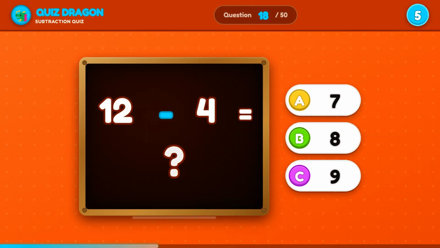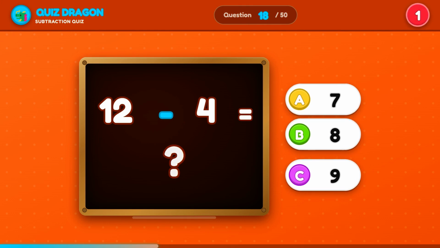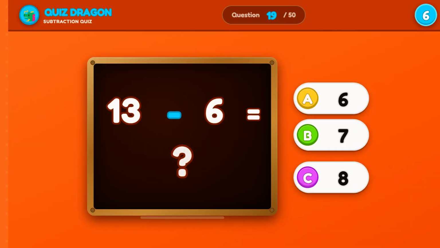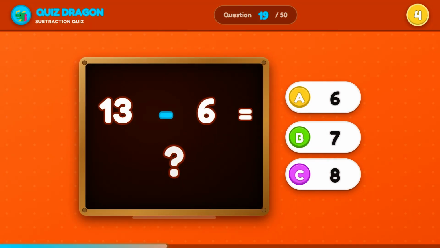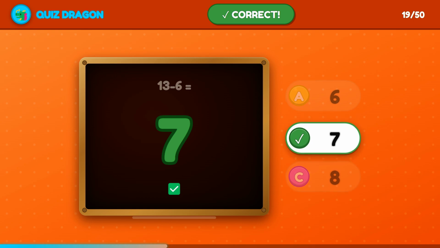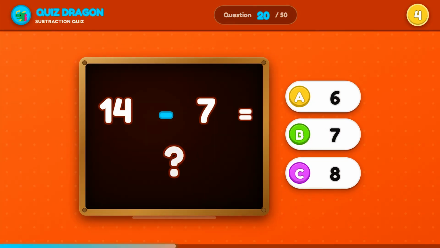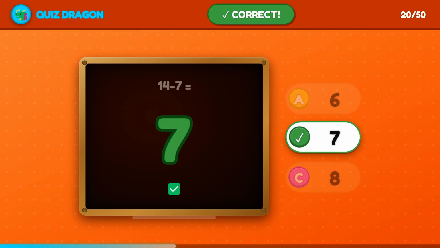Question 18. What is 12 minus 4? The correct answer is B, 8. Question 19. What is 13 minus 6? The correct answer is B, 7. Question 20. What is 14 minus 7? The correct answer is B, 7.